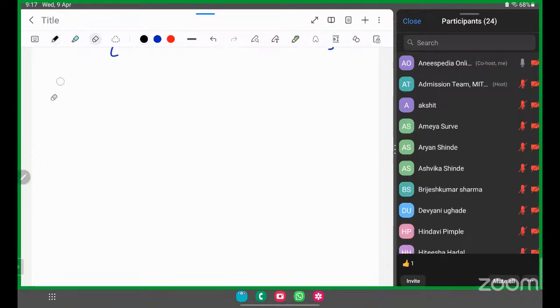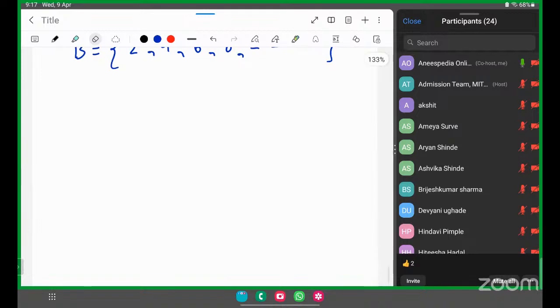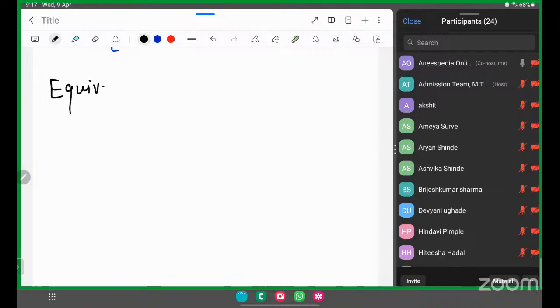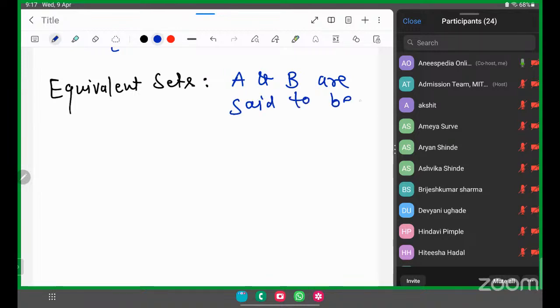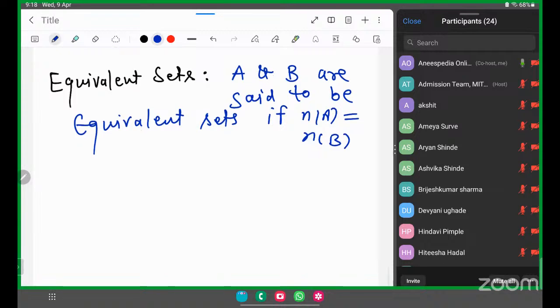Next, after finite and infinite, we have equivalent sets. Two sets A and B are said to be equivalent if and only if their cardinal number is same. So n(A) is equal to n(B). In that case, sets will be equivalent.